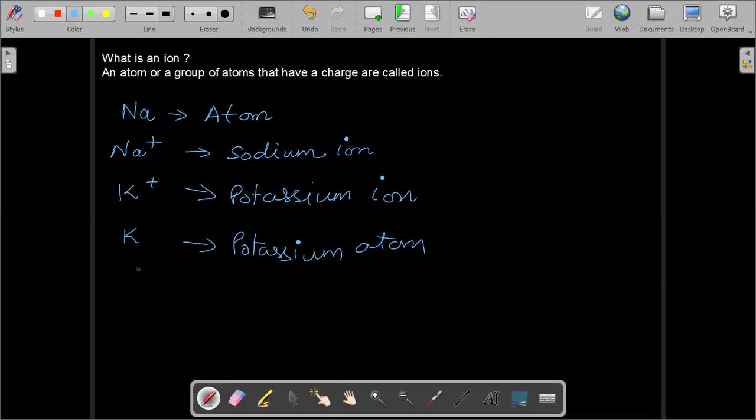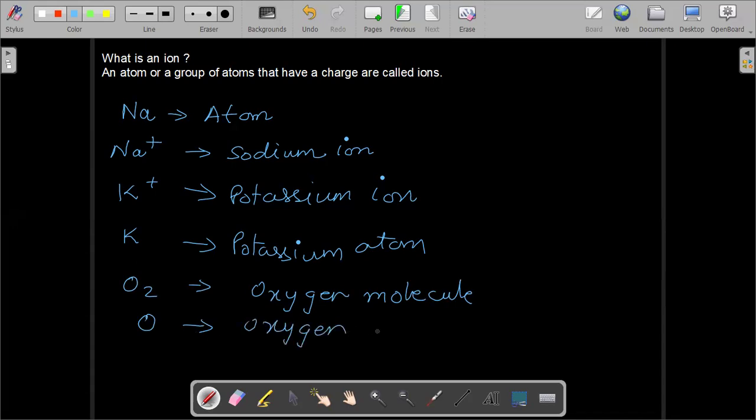Yes, sir. So there can be negative ions also. Like if I write O2, this is an oxygen molecule. Sir, H2 is also an oxygen molecule, right? No, hydrogen molecule. Sorry. O is an oxygen atom. And if I write O2-, is this an oxygen ion? Oxygen ion is called the oxide ion.